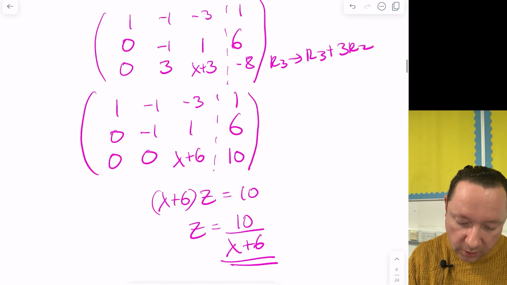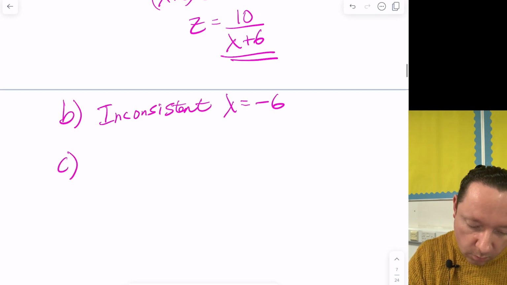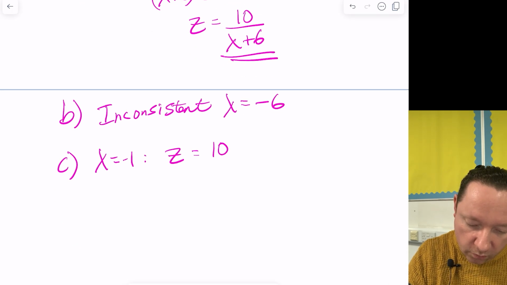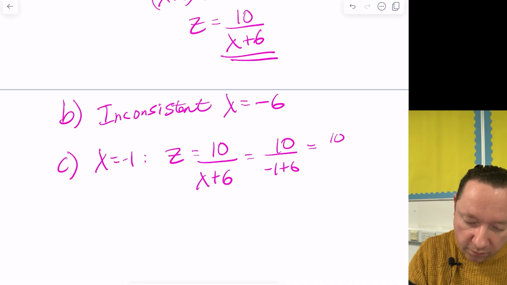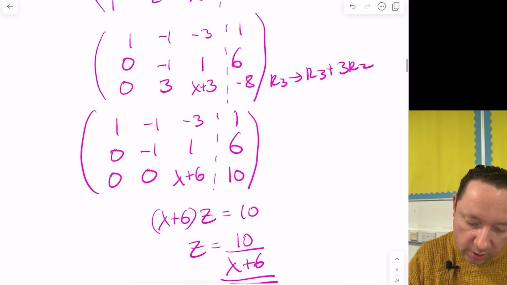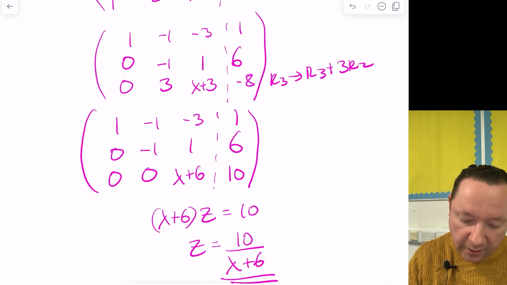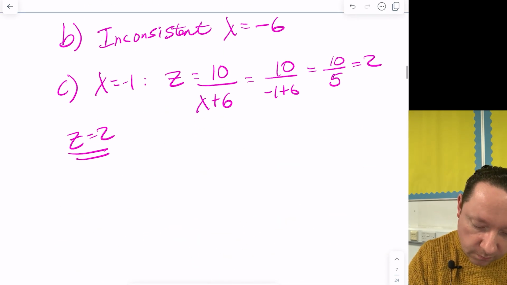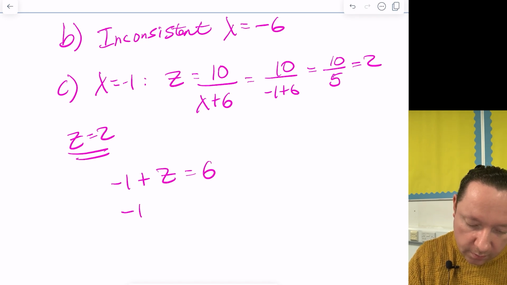Okay, so we've got a bunch of equations. So lambda is negative 1, and we've got z equals 10 over lambda plus 6. That's 10 over minus 1 plus 6. That's 10 over 5, which is 2. So we know that z equals 2 is our first solution. Next equation, minus 1 minus 1 plus z is 6. So minus 1 plus 2.